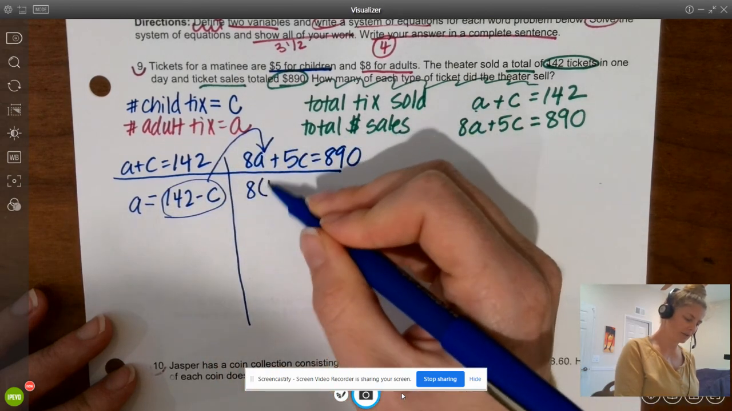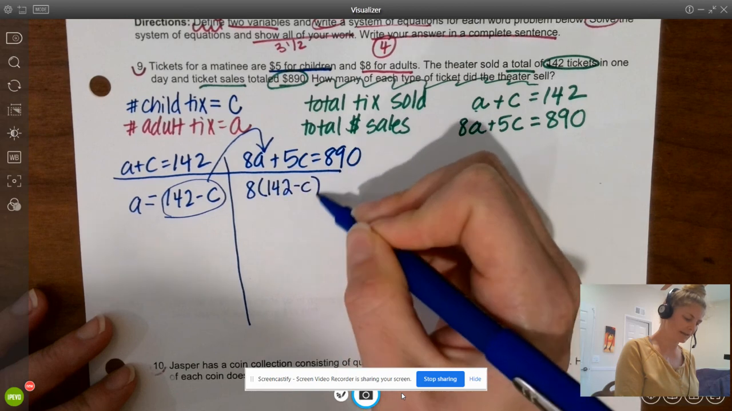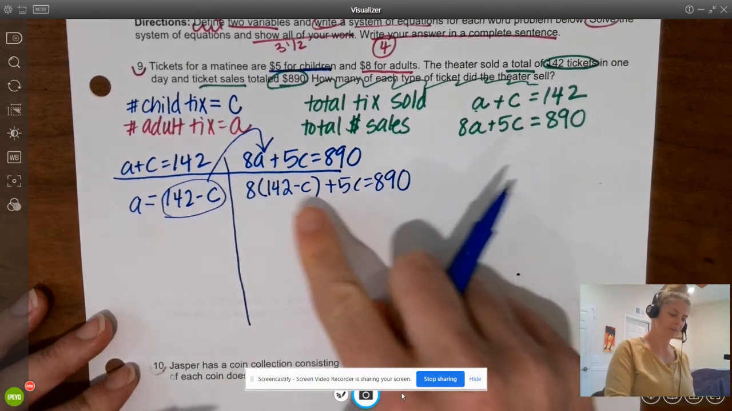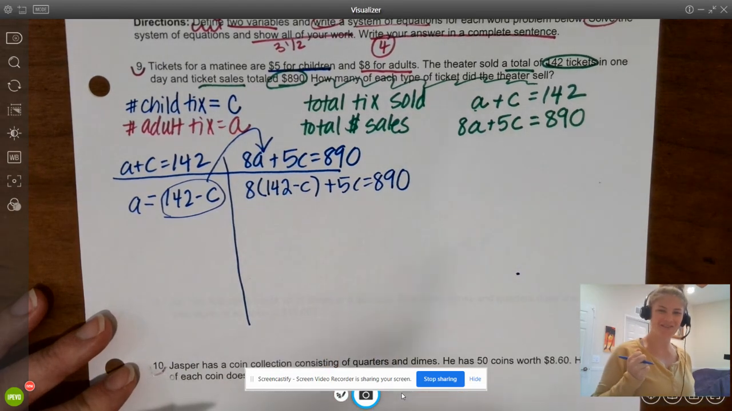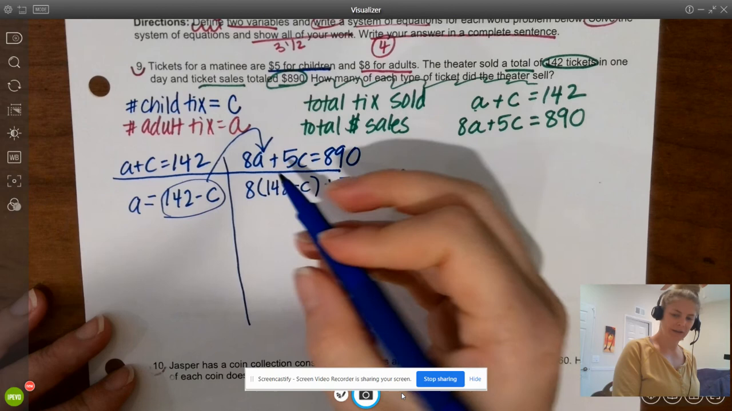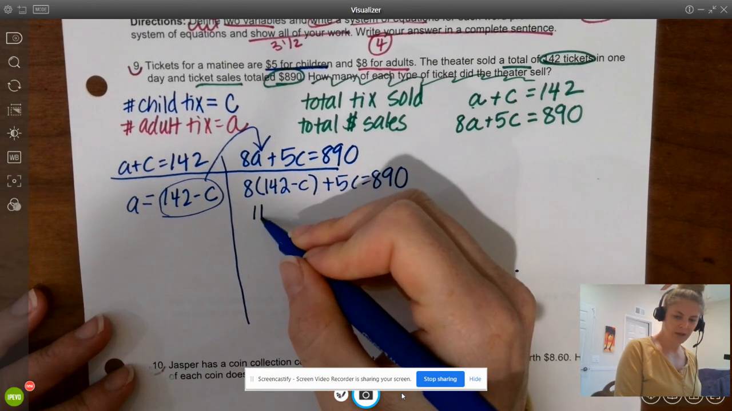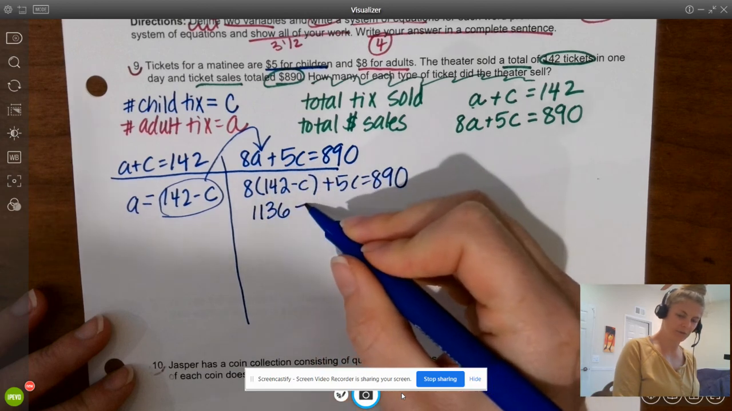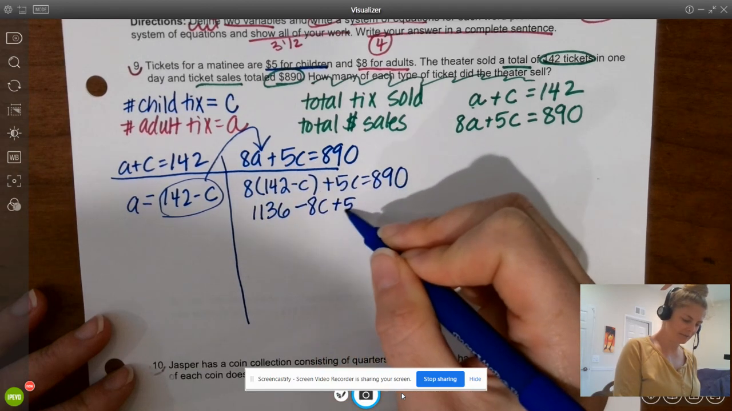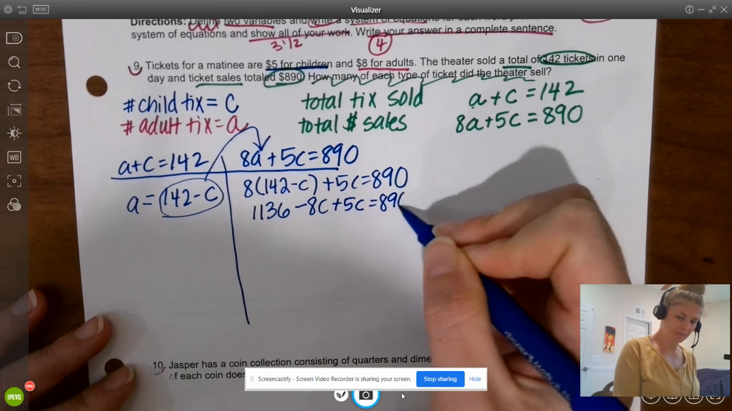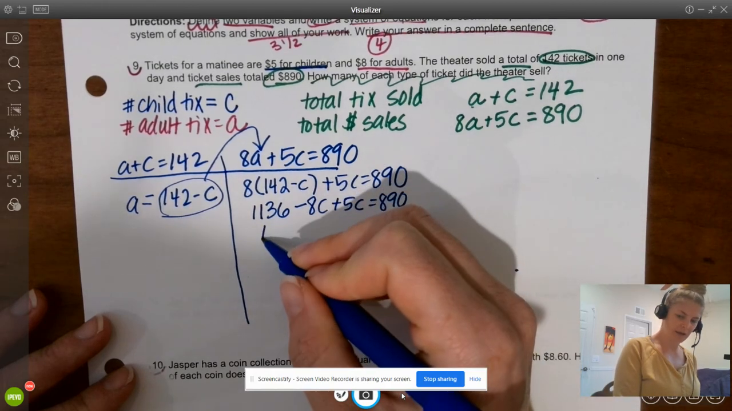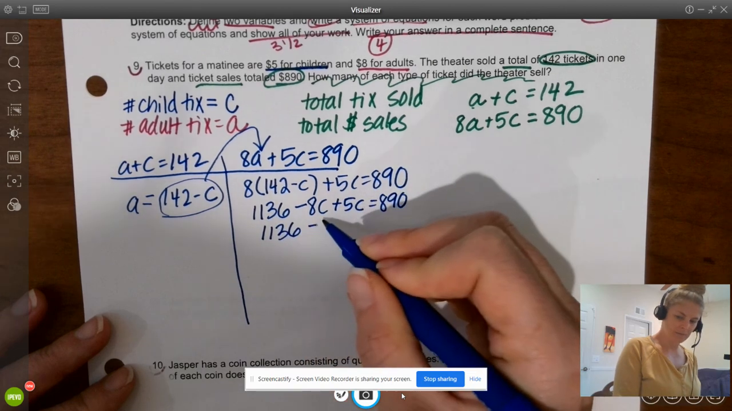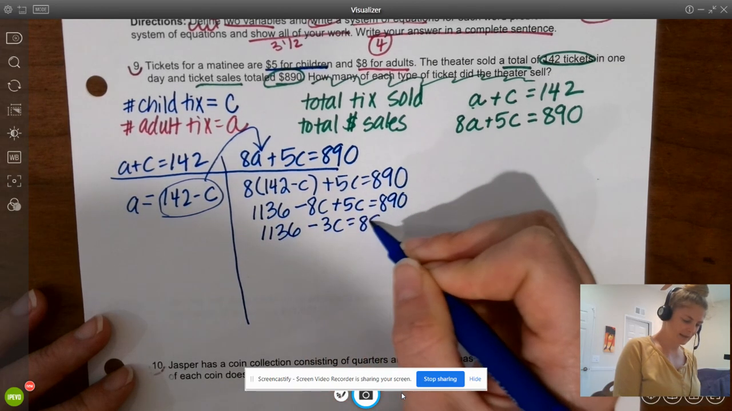So 8 times the quantity of 142 minus C plus 5C is equal to 890. From here, I double check. Yes, I have one equation with one variable. I know how to solve this. Distribute. 1,136 is 8 groups of 142. Minus 8C plus 5C is equal to 890. Combine like terms, I'll have 1,136 minus 3C equals 890.